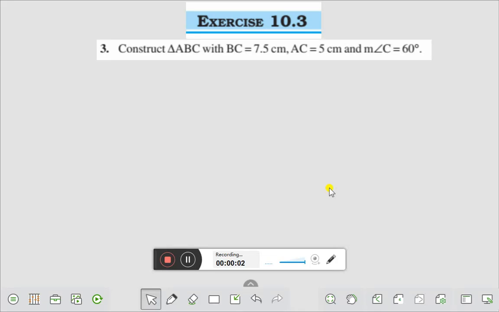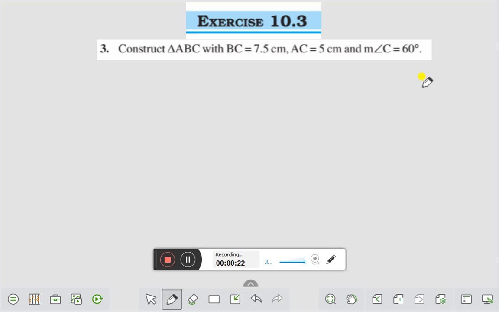Hello everyone. Today I'll discuss exercise 10.3 question number 3. Construct triangle ABC with BC equal to 7.5 cm, AC equal to 5 cm, and the measure of angle C is 60 degrees. First of all, draw a rough triangle so that we get an idea of how to construct this triangle.